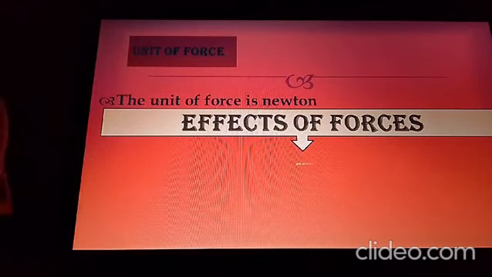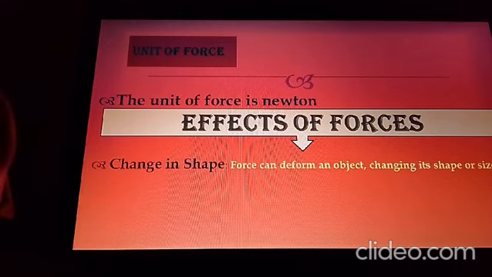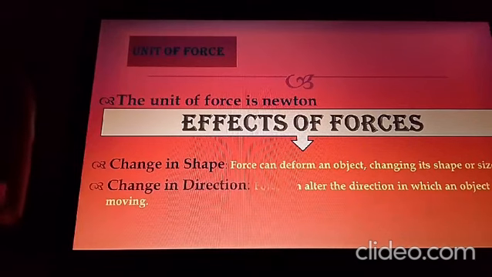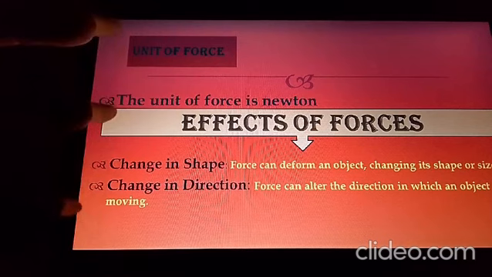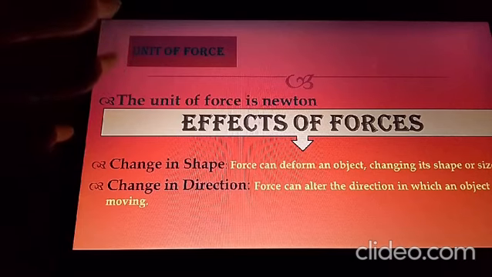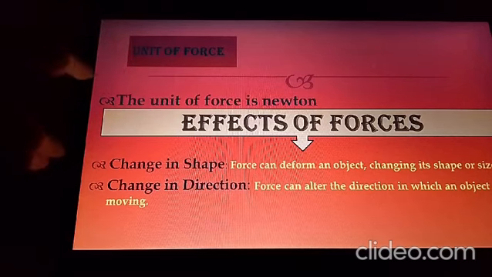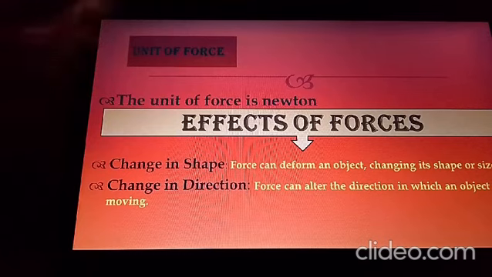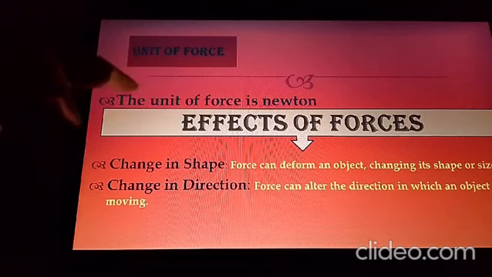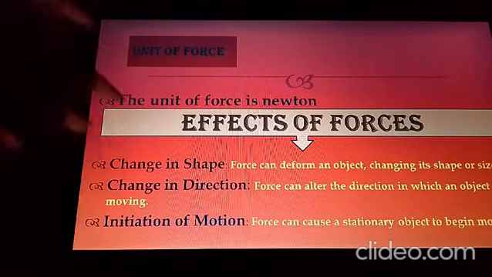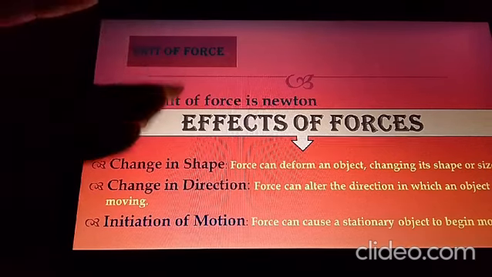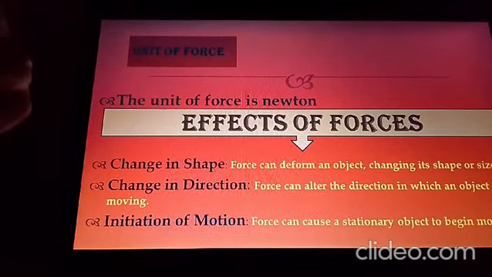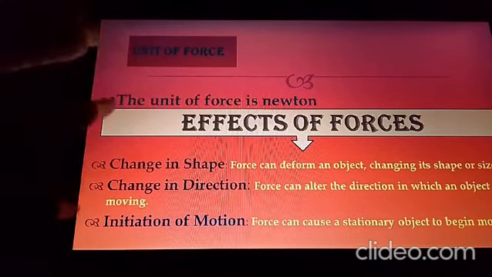Now we'll study these outcomes. The first one is change in the shape. Force which we apply can deform an object, means change its shape or size. And the second one is change in the direction. Whenever we apply a force, maybe it results in the alteration of the direction in which an object is moving. These are the two effects of the forces. The third one is initiation of a motion, means force can cause a stationary object to begin moving.